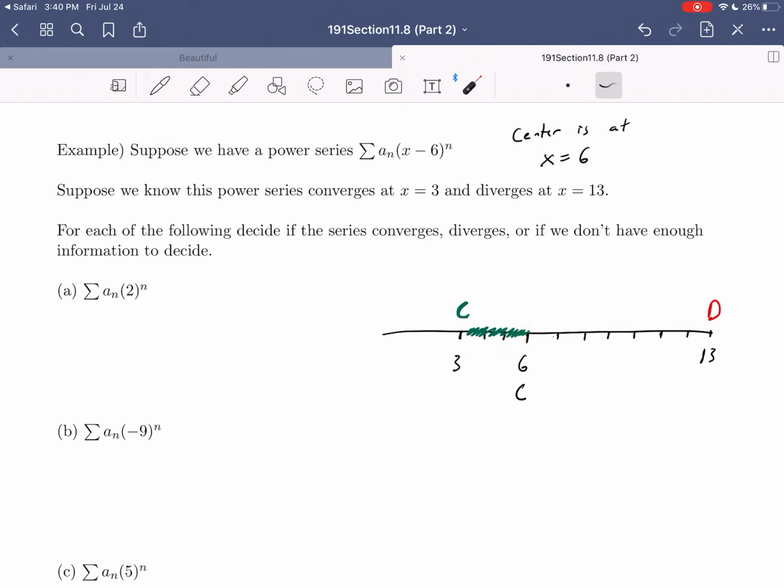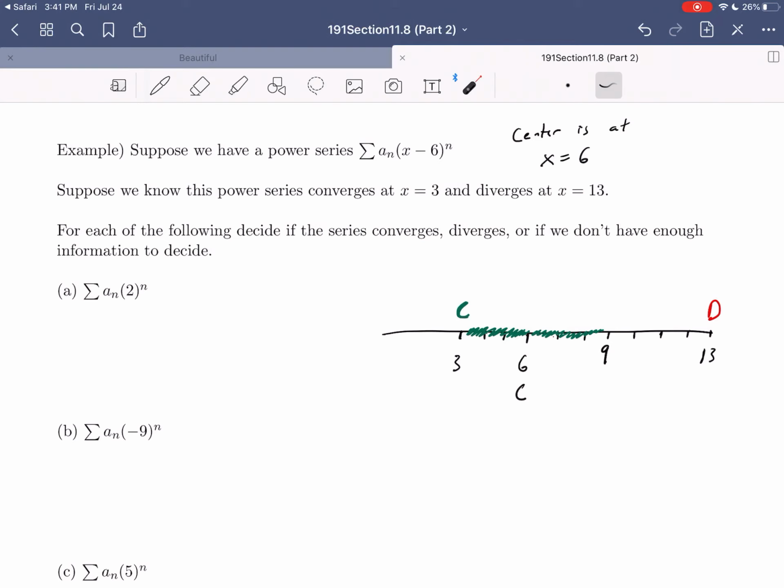We said there were only 3 possibilities. Converges everywhere, which we know is not going to happen because it diverges at x equals 13. Converges only at the center, which we know isn't happening because it converges at x equals 3. Or it converges on some interval centered at the center. So it has to converge all along here. But remember, it has to converge on an interval centered at the center. So if it converges this way, it also has to converge the other way. It has to converge out to here, which would be equidistant at 9. So if it converges out to 3, it has to converge up until 9.